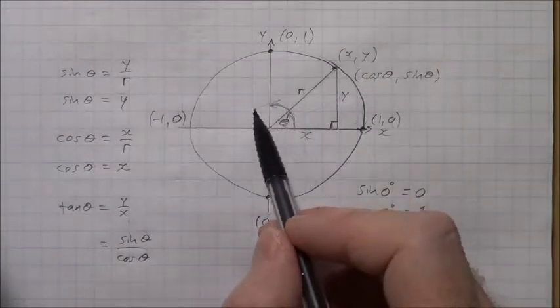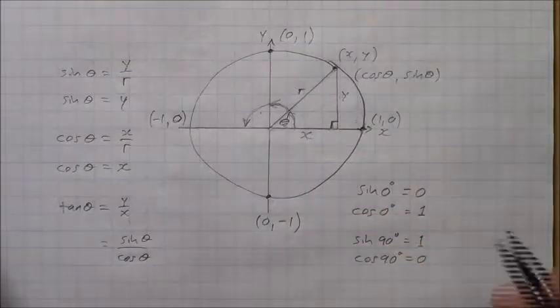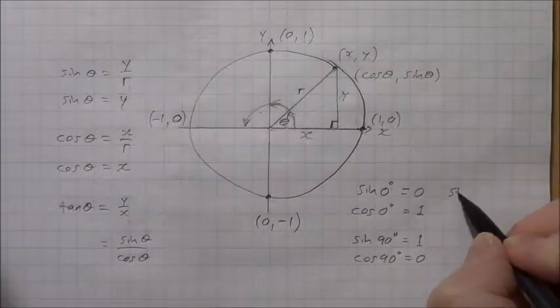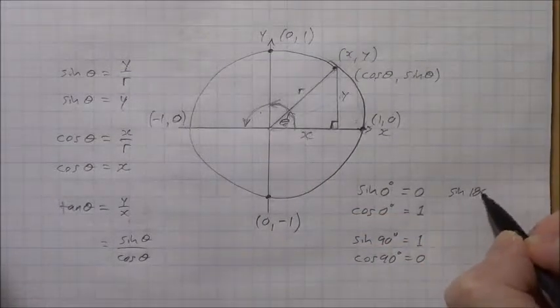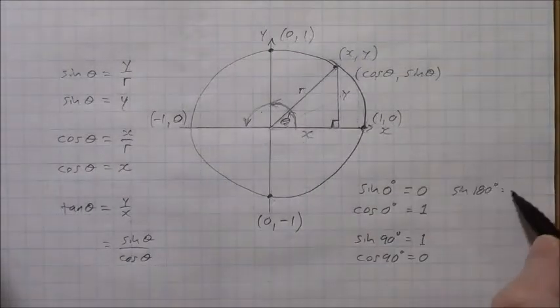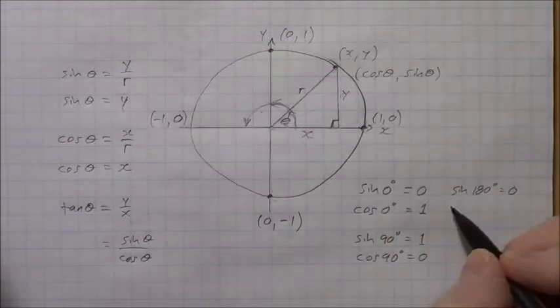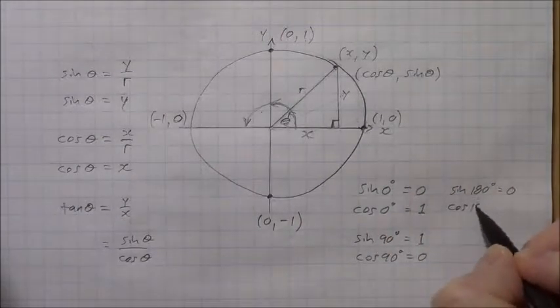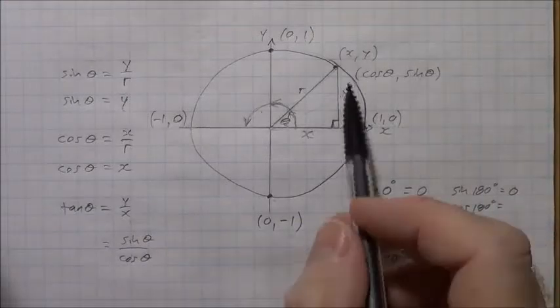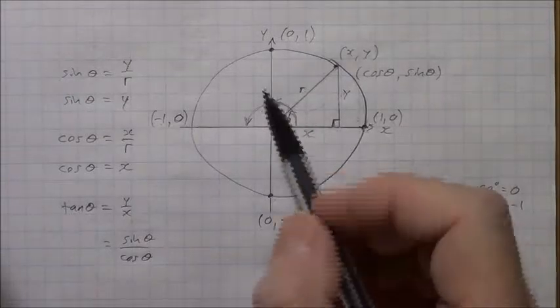If we continue rotating around, that's going to be halfway around the circle, which is 180 degrees. So the sine of 180 degrees, or what's also known as pi, is the second coordinate again, so it's going to be 0. And the cosine of 180 degrees is going to be -1, because that's the first coordinate. And then we just continue rotating.